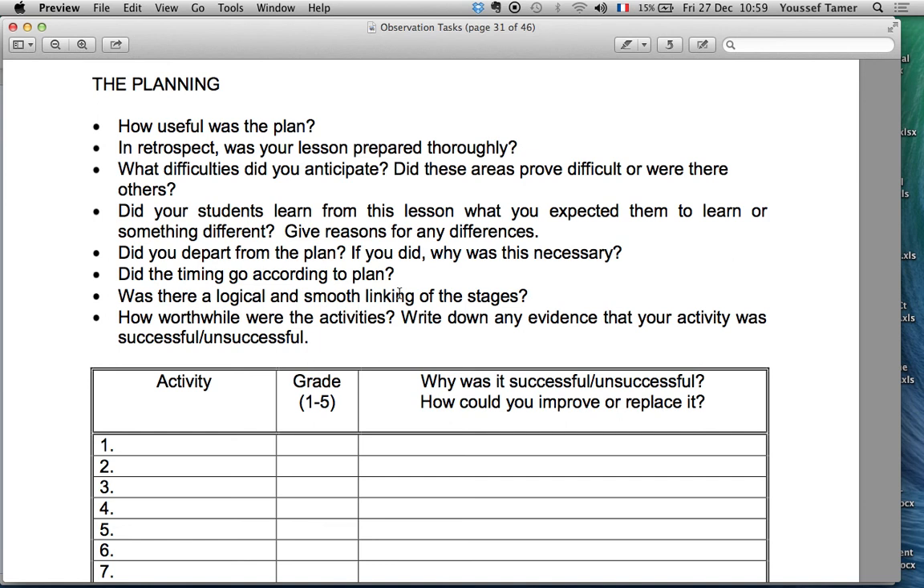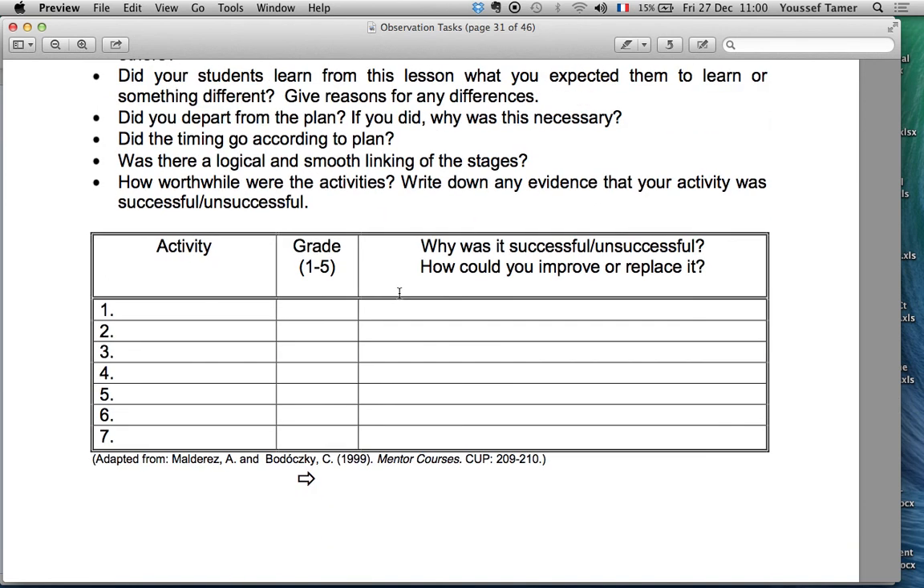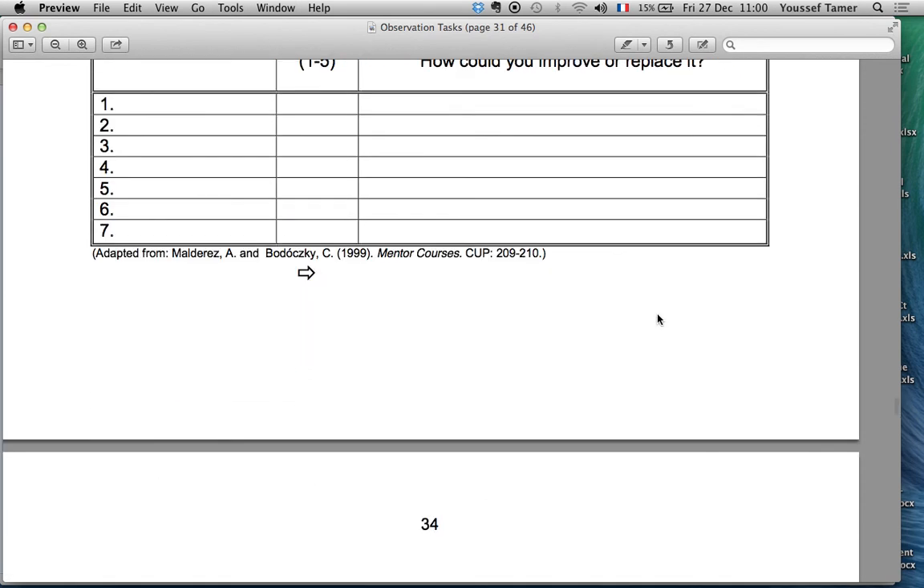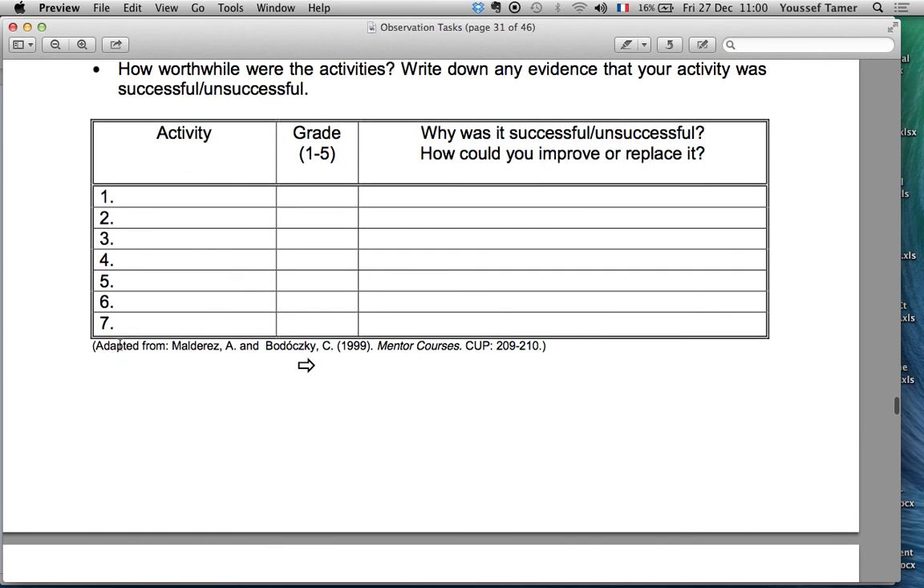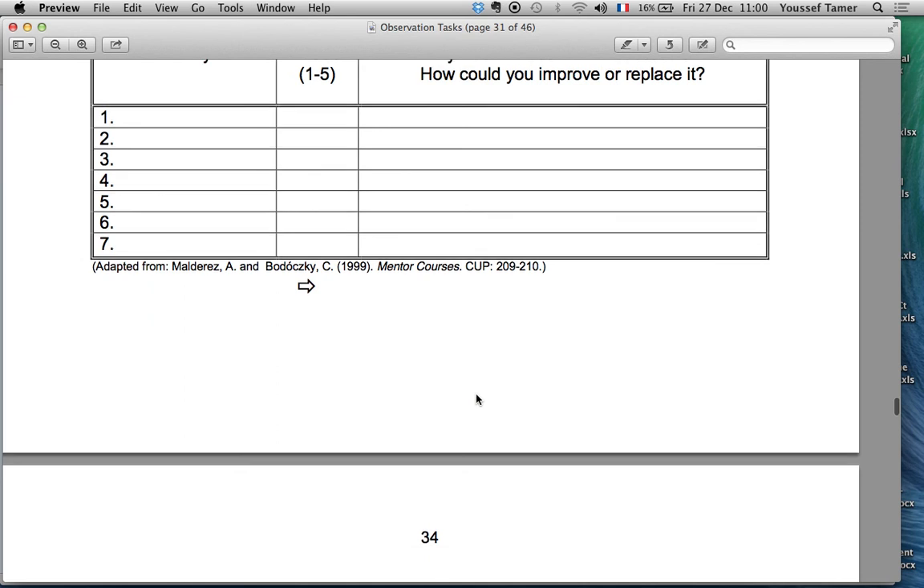Yeah. So here is this chart you can use as well. Activity grade 1 to 5. Okay, use your own grades. Why was it successful, unsuccessful? How could you improve or replace it? Okay? So here you have all the time, whenever you have something, you have the reference, which is important. So mentor courses, Cambridge University Press.